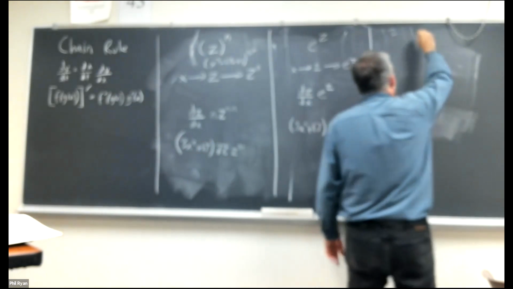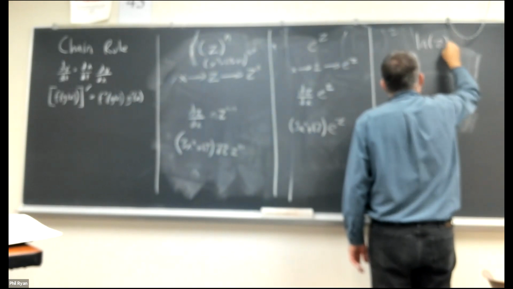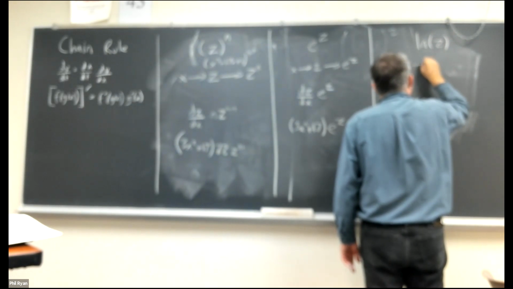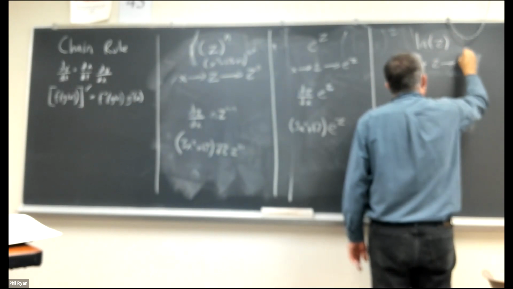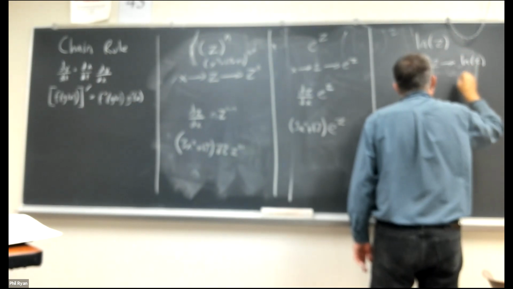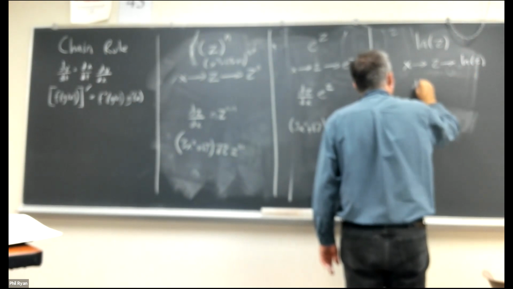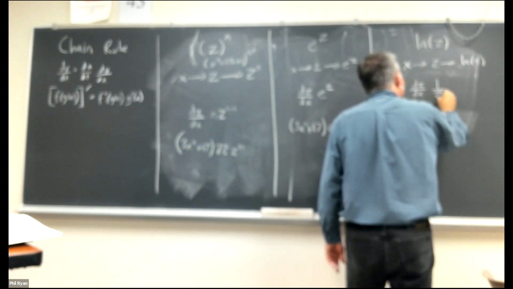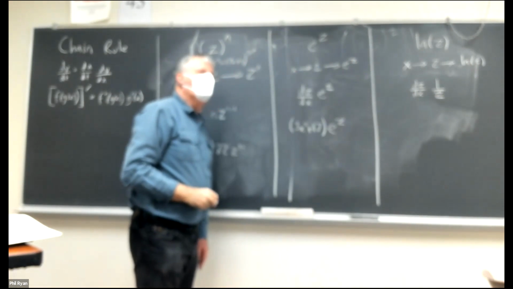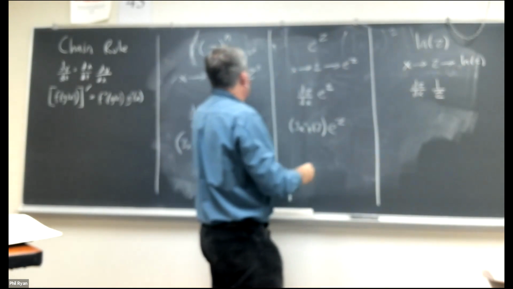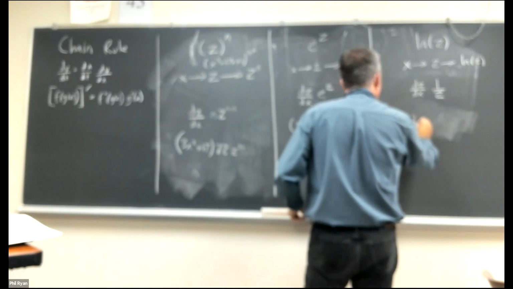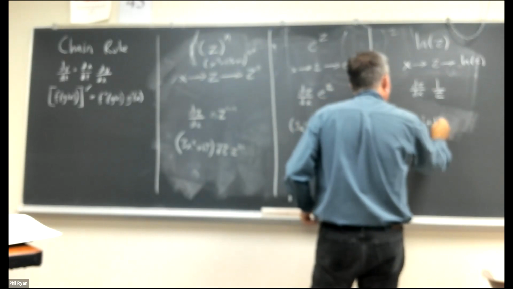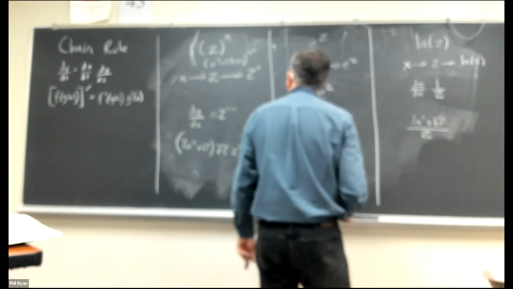Or it could be ln of z. Again, our chain would be x goes to z goes to ln of z. Our derivative would be dz/dx for the first step, but now it's going to be 1 over z. So in this case, it would be 3x squared plus 17 divided by z.